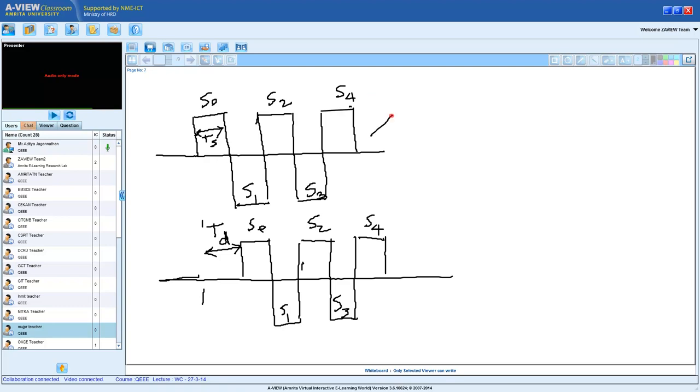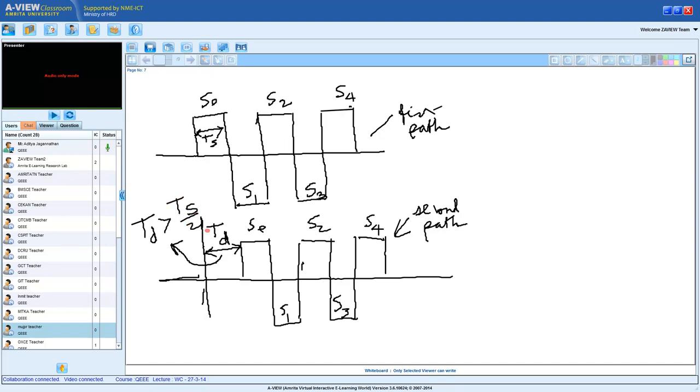This is the signal, first path, this is the second path, this is the first path, this is the second path, right? This is the first path, this is the second path, but the second path is delayed by TD, which is greater than TS by 2.